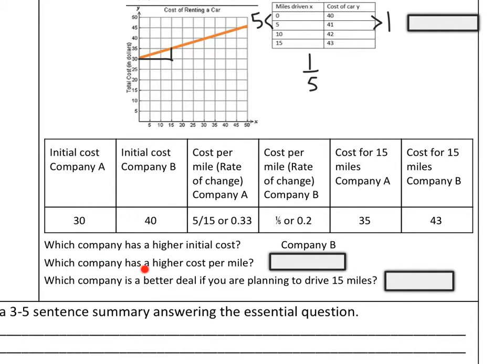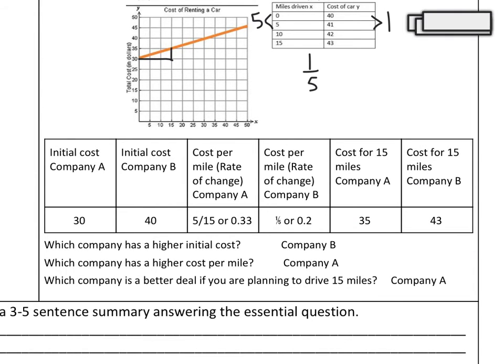Which has the highest cost per mile? Here we've got company A with $0.33. And here we've got company B with $0.20 or 20 cents. So definitely it looks like company A has a higher cost per mile. And if we are going to drive 15 miles, which would be a better deal? One's $35, one's $43. Well, I would definitely go with company A, because $35 is going to be cheaper than $43.